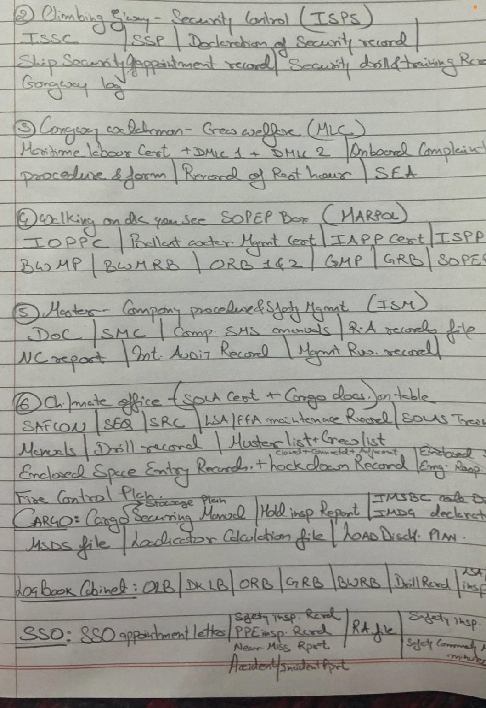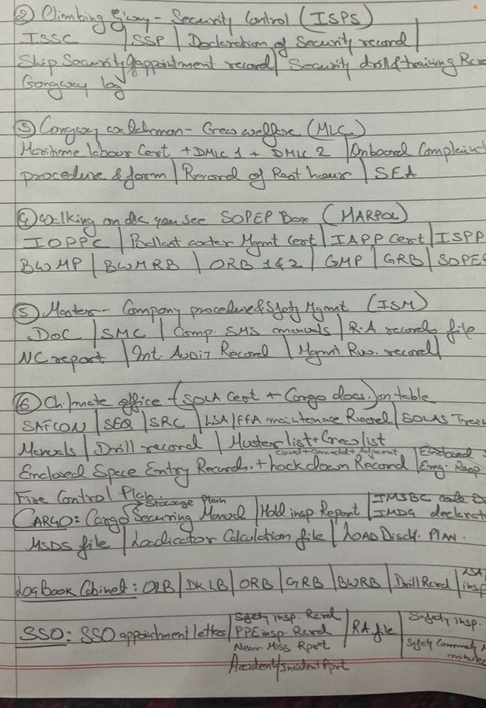So fire control plan. Now you see on his table there are too many documents he has kept ready for you to take, see, look, sign, familiarize. So first thing, as a chief officer, you work with the cargo stowage plan and cargo securing manual. You need to know what documents you have, and what things you have related to the lashing material.